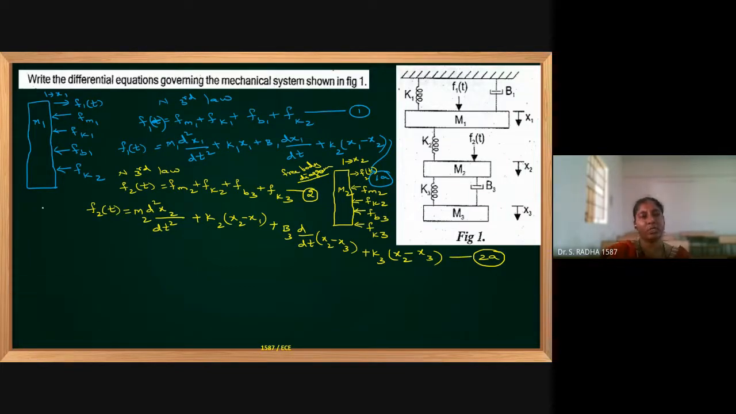Now I am going to the third mass. Draw the free body diagram for the third mass. M3 is the mass. There is no applied force. Opposing forces will be given by M3, and B3, K3 are connected, and the displacement for M3 is x3. This is called the free body diagram for the mass.